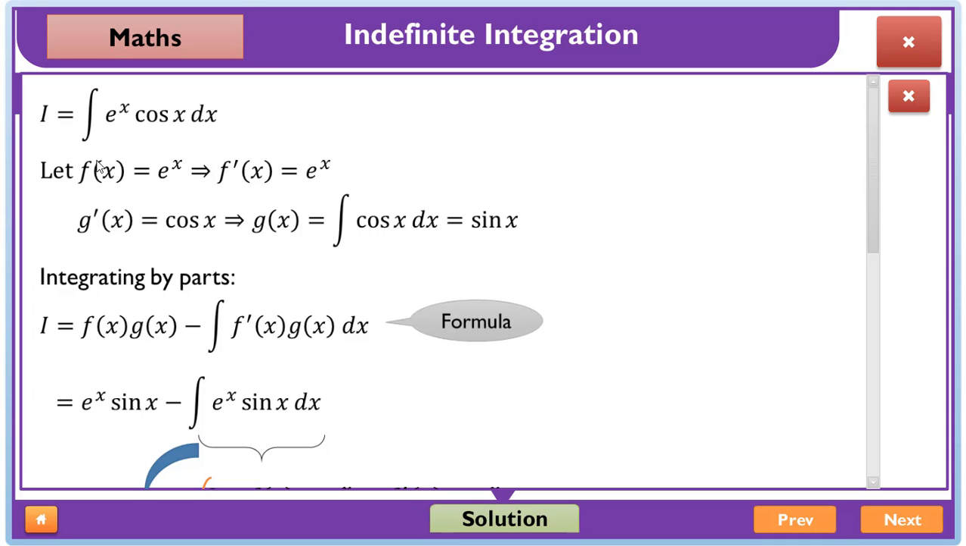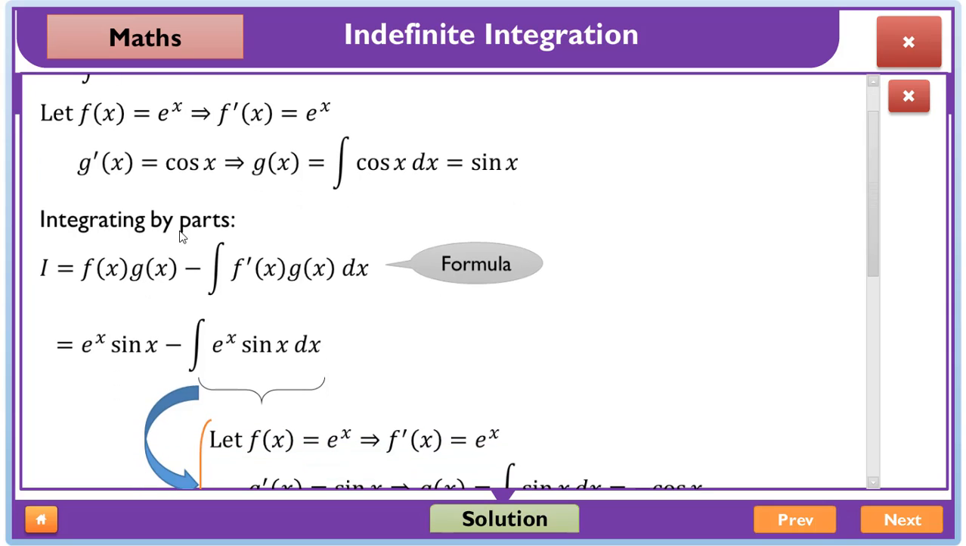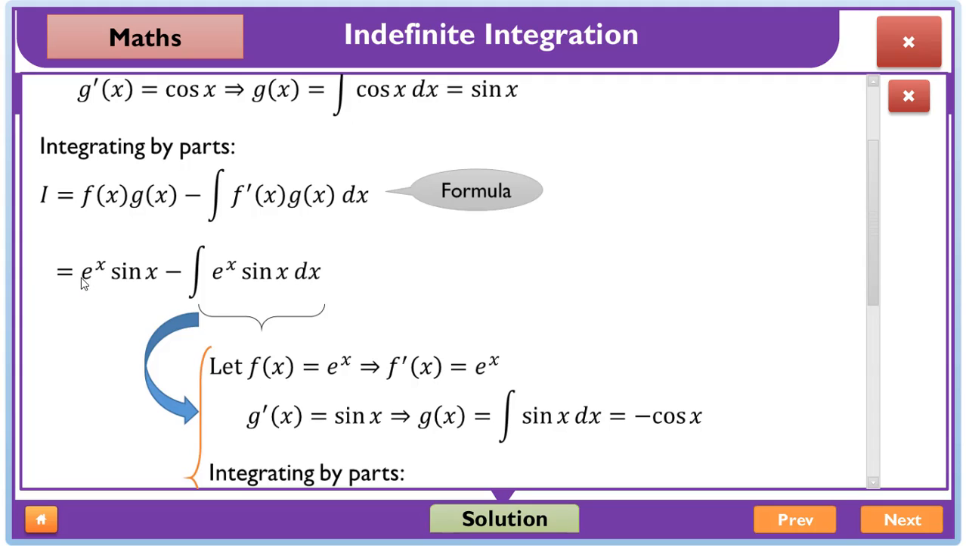Let e to the power x be the first function and cos x the second function. So we find f dash of x is equal to e to the power x and g of x is equal to sin x. By putting in the formula of integration by parts, we find e to the power x sin x minus integration of e to the power x sin x dx. We have to integrate this once again.